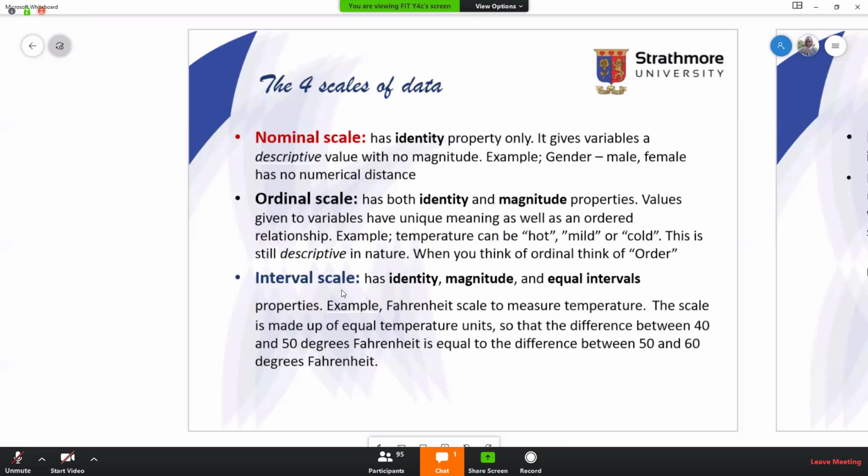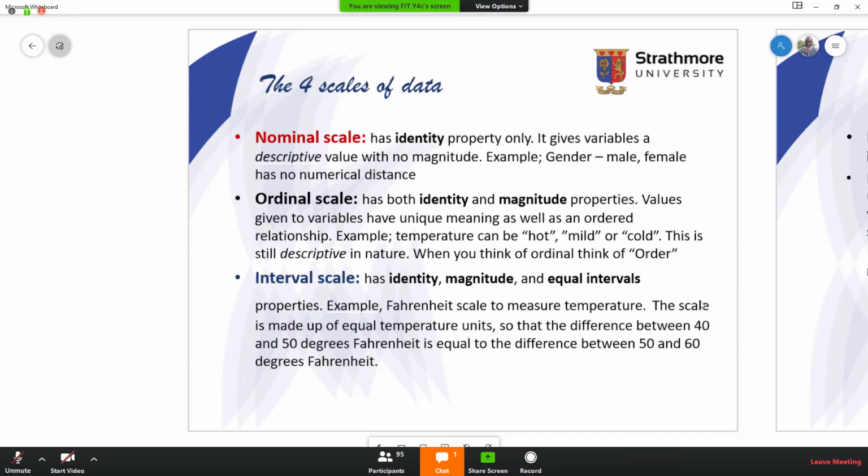So the next scale is called an interval scale. This has identity, magnitude, and intervals. Example, when I'm measuring temperature in terms of Fahrenheit or degrees, the difference between 40 and 50 degrees is the same as the difference between 50 and 60 degrees, which is actually 10 degrees. So I have an equal interval. Between 40 and 50, I have 10 units. Between 50 and 60, I have 10 units. That is usually called an interval scale or an interval data set.